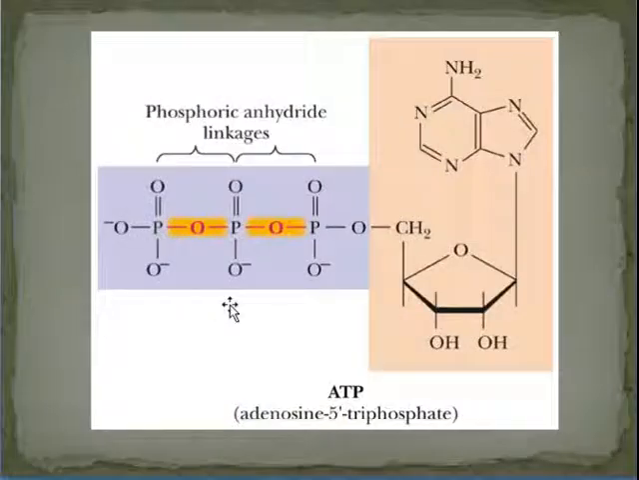So back to this picture, this bond right here will break, and this phosphate will go away, and you'll be left with adenosine diphosphate because of these 2 phosphate groups, and that releases a good amount of energy.